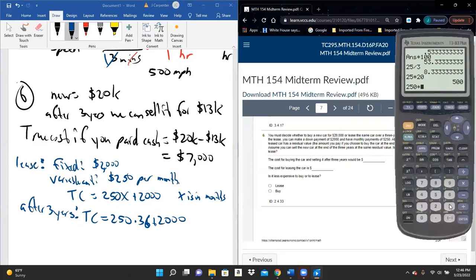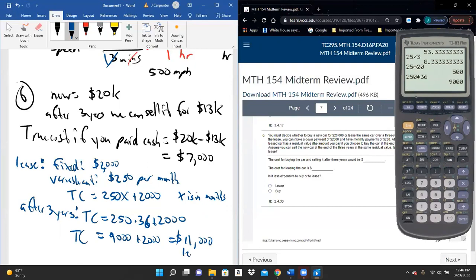This will be how much we pay in our monthly fees. 250 times 36, not 360. And we get $9,000 plus the 2,000, which is 11,000. So our total cost to lease is 11 grand, but our total cost to buy was 7 grand.